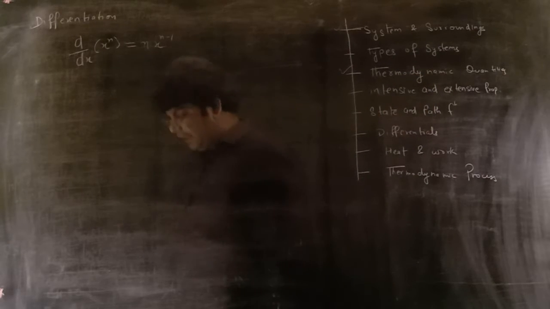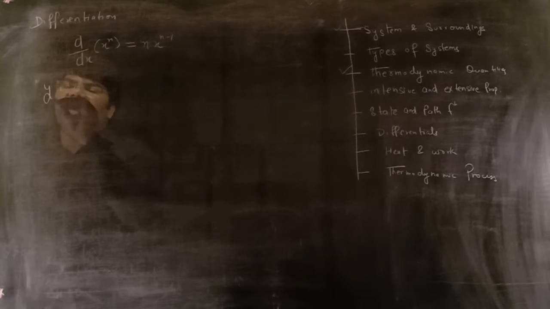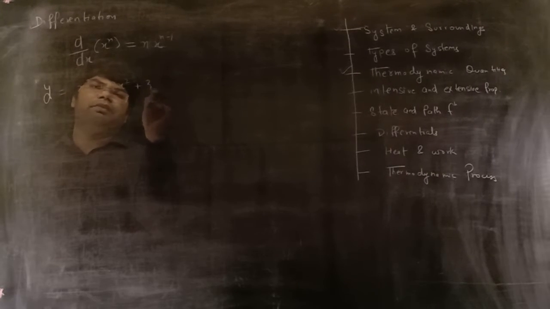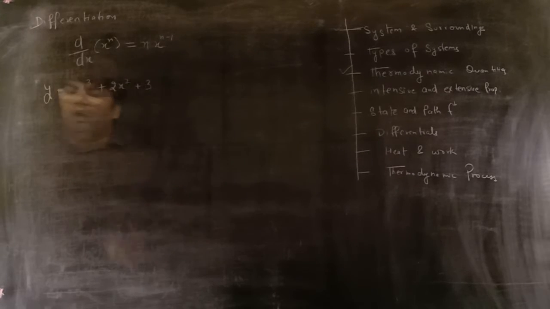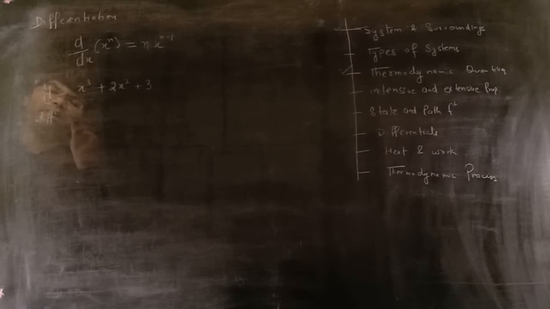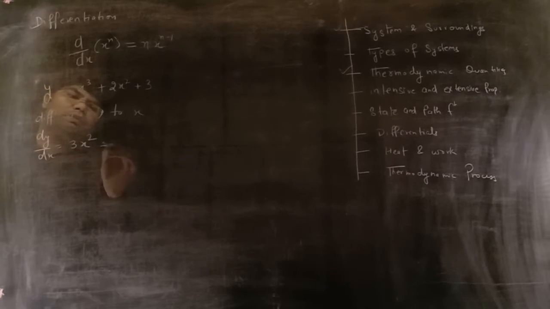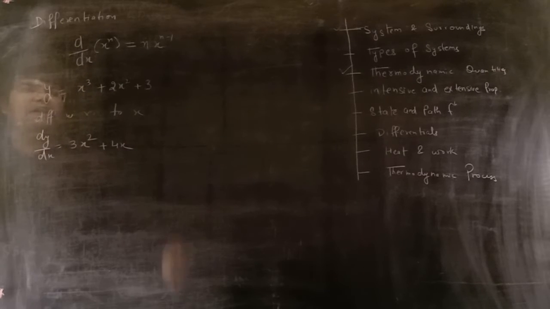So suppose there is an equation like this: y is a function of x, and the equation is x cube plus 2x square plus 3. Simply, we write here, differentiating with respect to x, dy upon dx is equal to, I am writing here directly; you use the formula if anybody has a problem understanding. The derivative of 3 will be 0.